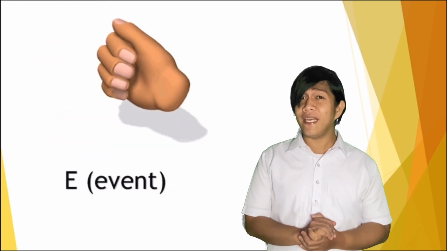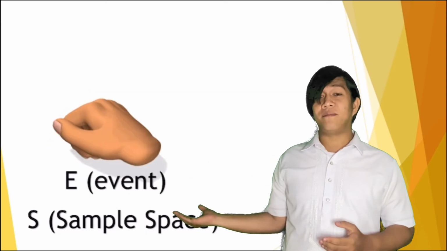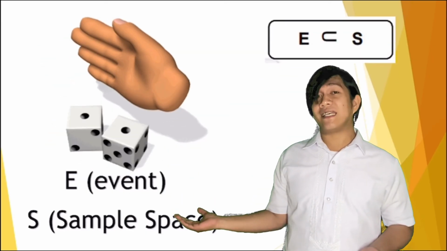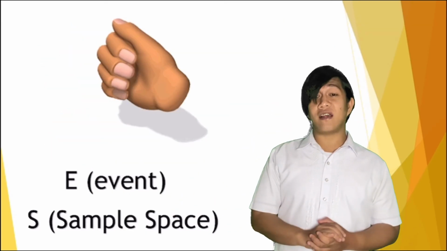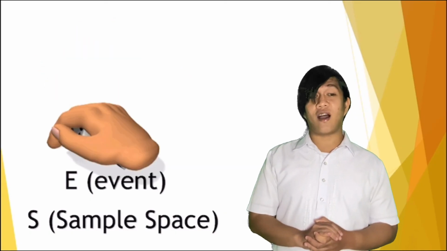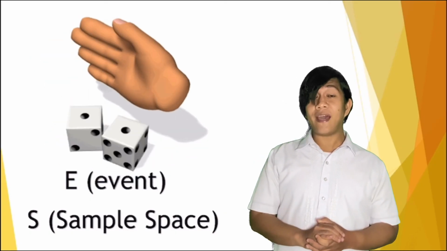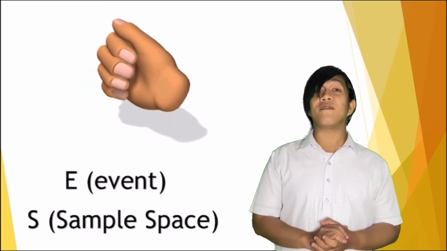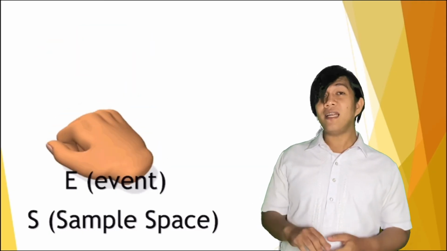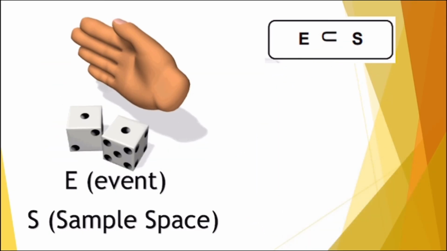Now, what if a pair of dice is tossed? What will be the outcomes in the event and the outcomes in the sample space? In this different experiment, it is clearly shown that every outcome in the event E is also an outcome in the sample space S. Remember, events are subsets and subsets are events. So event E is a subset of the sample space. In symbol, it is like this.